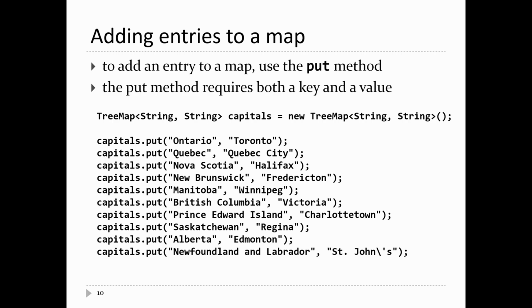Once you've got your map, you can then start to insert rows into your map. So the method's put, you specify the key, and you specify the value. So Ontario, its capital city is Toronto, and so on and so forth. The only odd one here is St. John's. For St. John's, you've got the single quote as part of the string name.